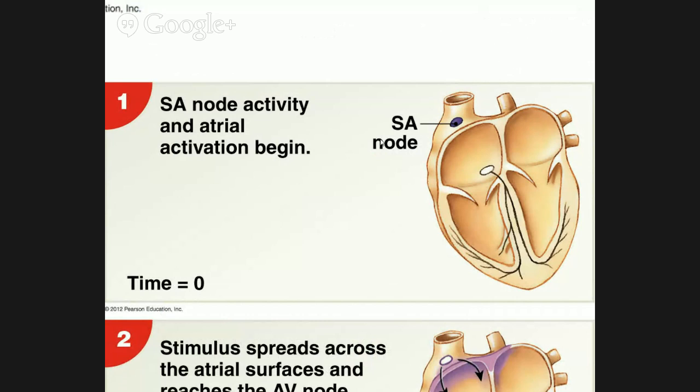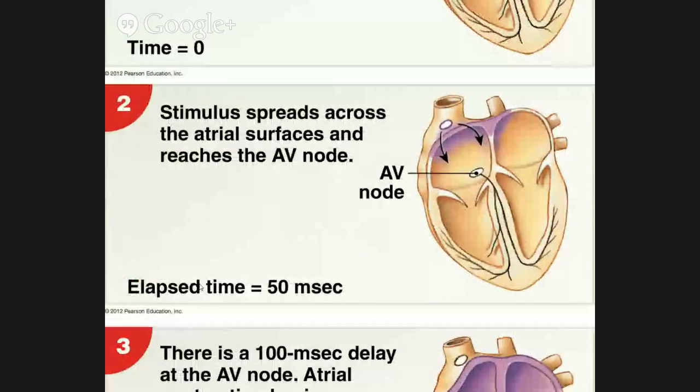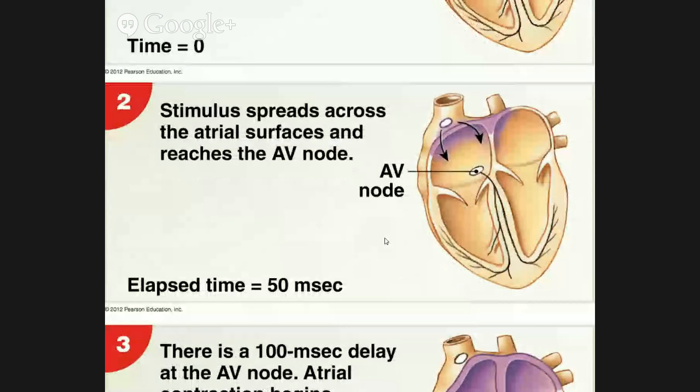At the beginning of a heartbeat, the SA node starts by depolarizing. So that's colored purple to represent that depolarization. And that's time 0. That's the instant we start a heartbeat. And then over the next 50 milliseconds or so, that depolarization is going to spread from the SA node through the walls of the atria.